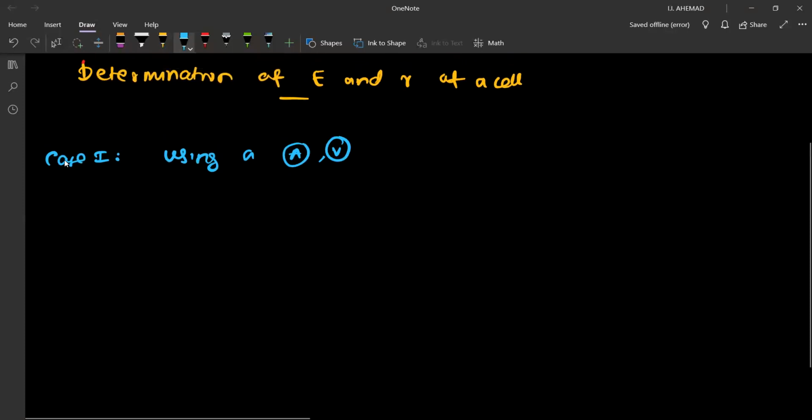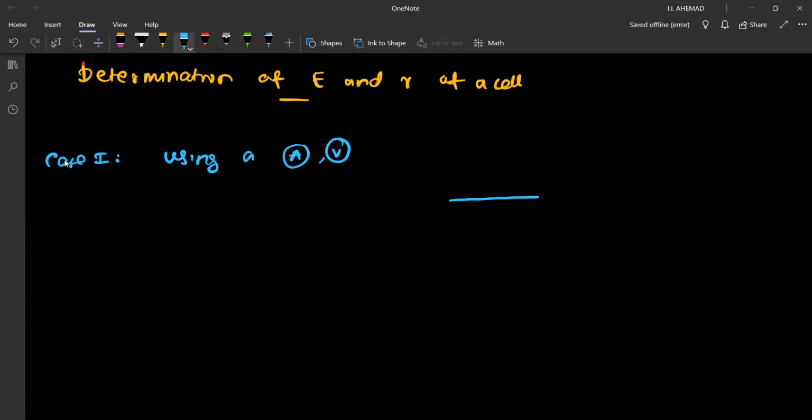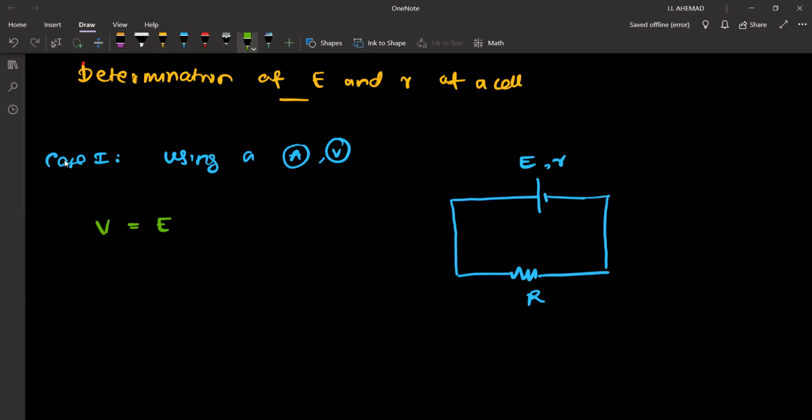So this is the configuration. We have a battery, and the battery is of EMF E and internal resistance R. We connect a resistor, capital R. Now, what I want to do is, we know the equation, right? We can remember that V is equal to E minus Ir. So this is the terminal voltage. Now you have to measure the terminal voltage.